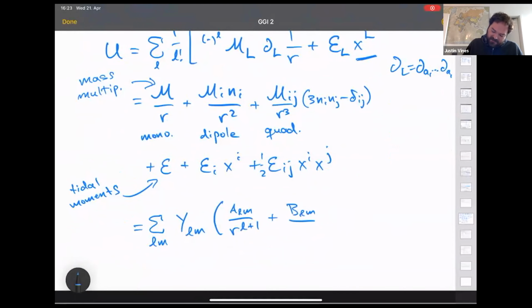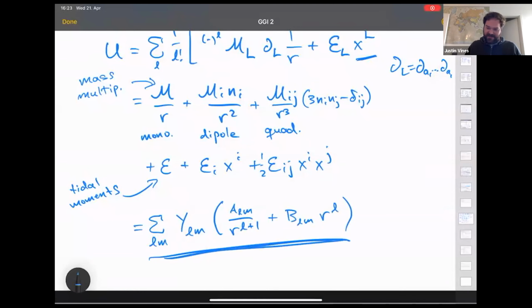and B_LM times r to the L. So that might look somewhat more familiar as the most general solution to the Laplace equation. So that's our vacuum Newtonian field equation. And I'm claiming that that is exactly the same as this expansion. So these guys are what we saw here.